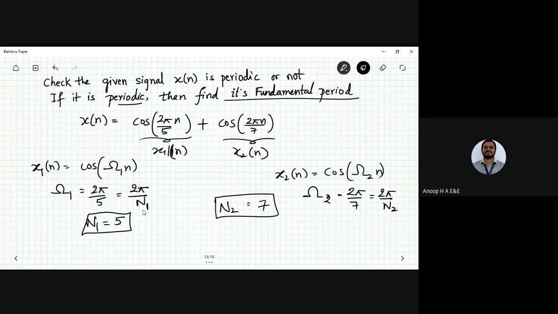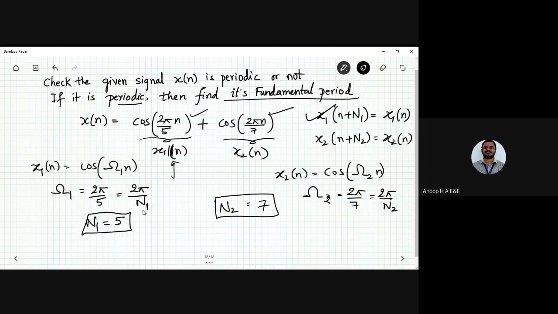Now we can check and see that both the signals are periodic in nature. If you change n to n plus n1 in the first signal, you will get the same signal. It is verified. You can verify it again: x1 of n plus n1 is x1 of n, so it is a periodic signal. Next, x2 of n plus n2 is x2 of n. This one is also a periodic signal, and the fundamental periods are n1 and n2.